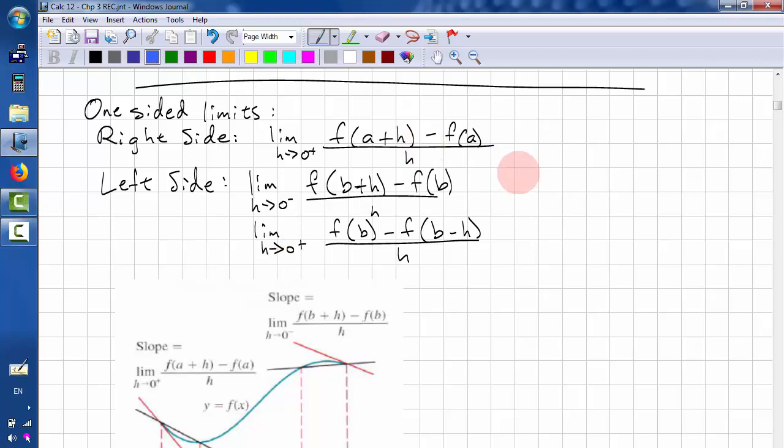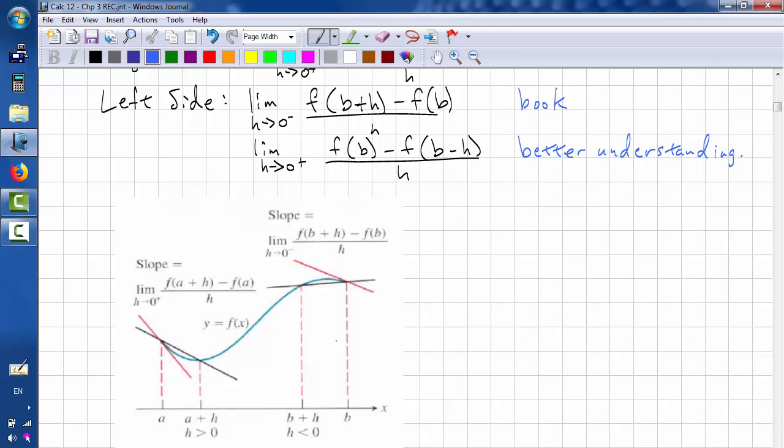So this is the way the book does it. You might want to do this for a better understanding. Okay, so if we look at this point, a, we're taking h greater than 0, so we're adding h. So this is the derivative on the right. Here we're doing b. We're doing b plus h, but h is negative, so we're actually going to the left.